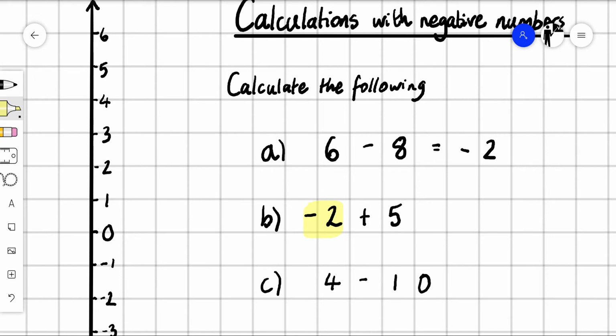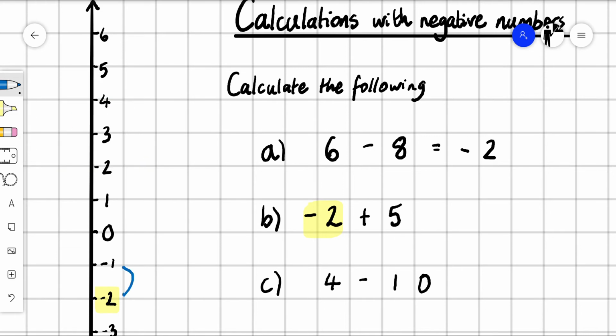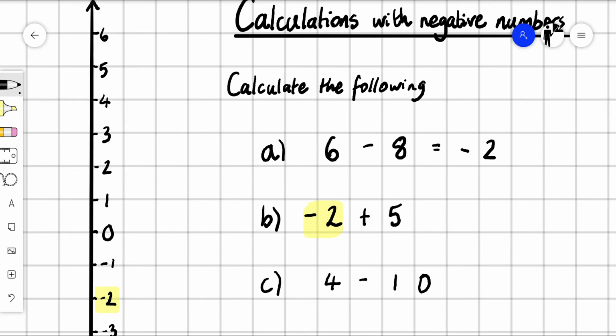The next one, -2 plus 5. This is my starting number, -2. And because we're adding, we're going to move up 5 places. 1, 2, 3, 4, 5. Therefore, my answer is going to be 3.